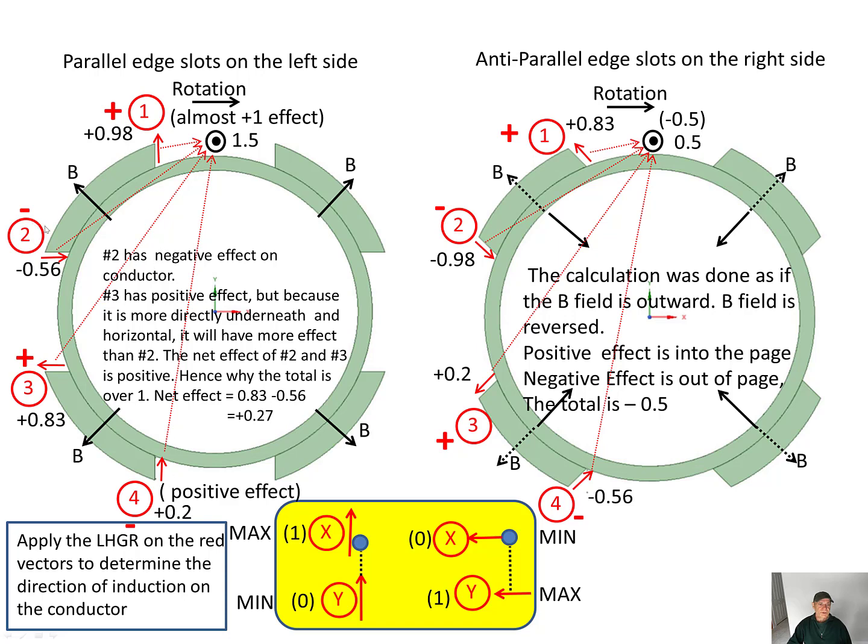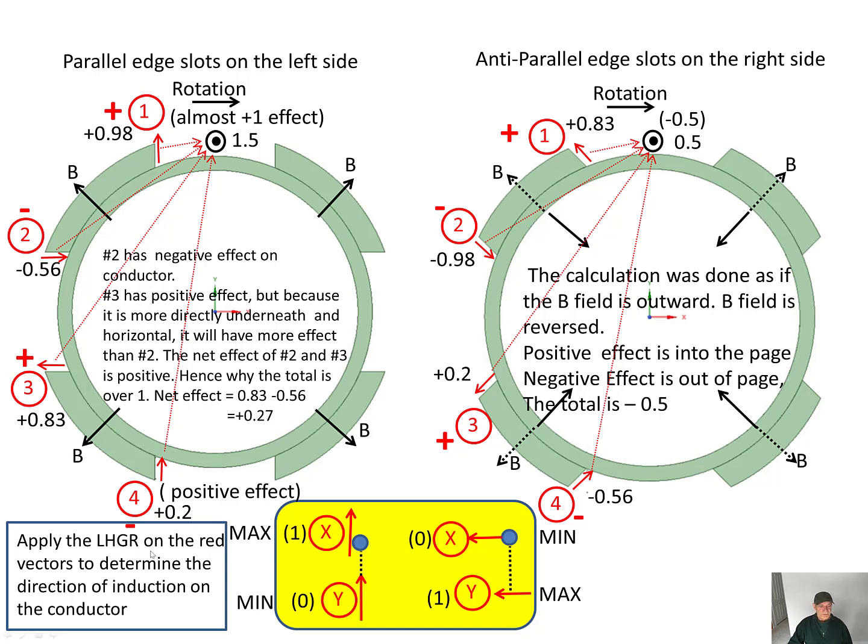Number 2, which is this one, has a negative effect on the conductor. Number 3 has a positive effect, but because it's more directly underneath and horizontal, it has more effect than number 2. The net effect of number 2 and number 3 together is positive, hence why the total is over 1. The net effect is 0.83 minus 0.56, just for those two, which comes to a net positive effect of almost 0.3. And the bottom one is in the same direction as number 1, and also has almost 0.2 positive effect.